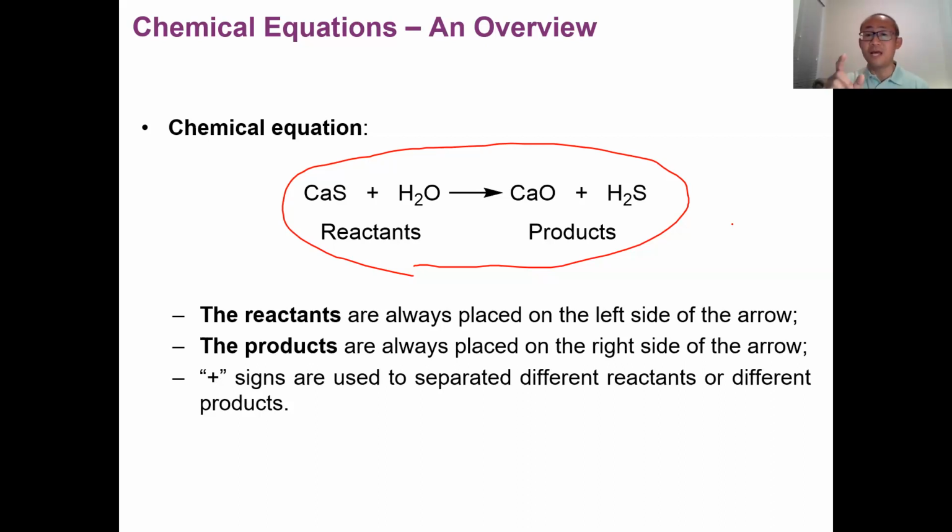And of course, we use plus signs to separate different reactants or different products. If you have multiple reactants or multiple products, you use plus signs to separate them. So this is the basic language of representing a chemical reaction, and we call that chemical equation.